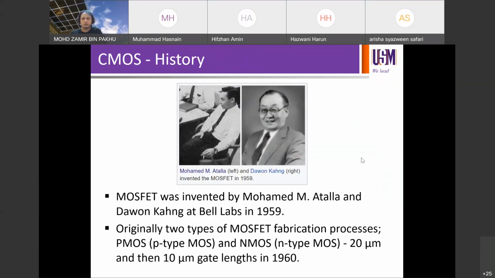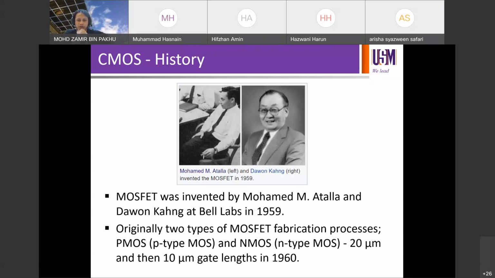Right. Let's go a little bit into history. The MOSFET was invented by Mohamed Atalla, an Egyptian, and Dawon Kahng, a Korean, at Bell Labs back in 1959. So it was invented a long, long time ago, about 60 years ago, more or less. The original version, a two-type MOSFET, was fabricated: P-type MOS and N-type MOS.